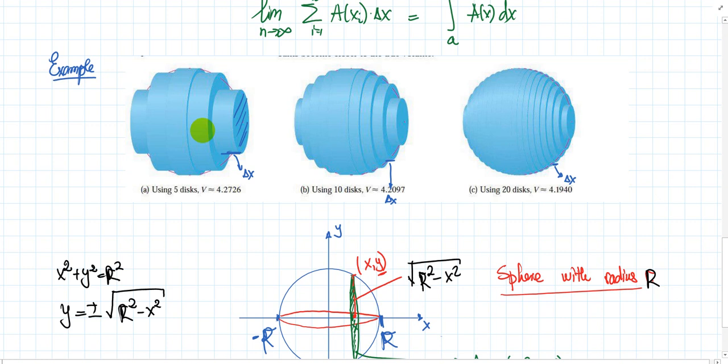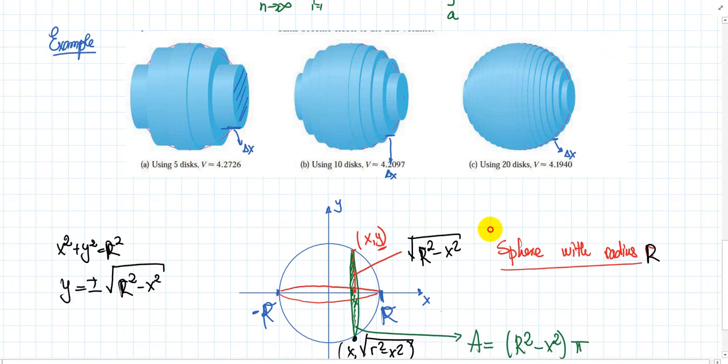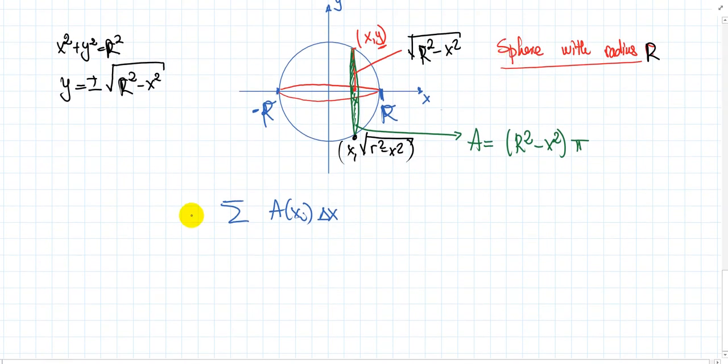Now, if you do this a lot of times, you can find the volume of each of the slices by multiplying the area by the delta x. And if you sum everything, it gives you the volume. So in the limit, this is equal to the integration of A of x dx.